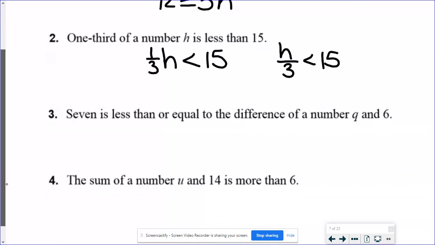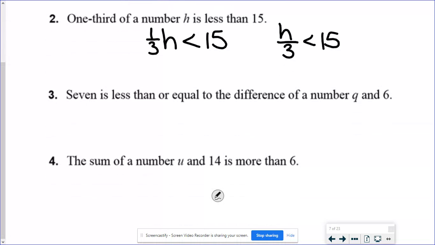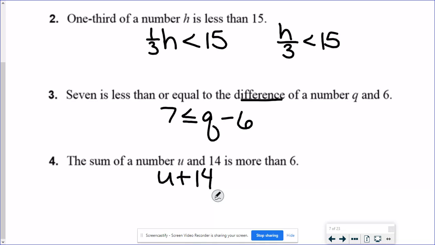For number 3, 7 is less than or equal to, let's just start with that. 7 is less than or equal to the difference of a number q and 6. Difference, remember, means subtract. So q minus 6. The sum of a number u and 14 is more than 6. U plus, that's what sum means, 14, is more than, which is just another way of saying is greater than 6. If it doesn't say specifically to have the equal on there, we can't add that.